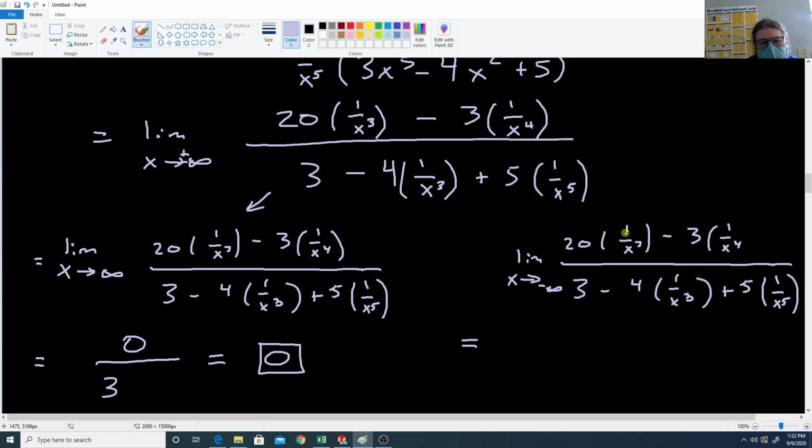In the negative case, we get 20 over negative stuff cubed, which tapers to 0 as the negatives get bigger and bigger. They get cubed, so you get 1 over larger and larger numbers. That approaches 0. 20 times a thing approaching 0 is 0. We get minus 3 times something also approaching 0 approaches 0, so the top is 0. And the bottom turns into the same thing. These 1 over x cubed and 1 over x to the fifth go to 0. So we get 0 over 3, which is 0.